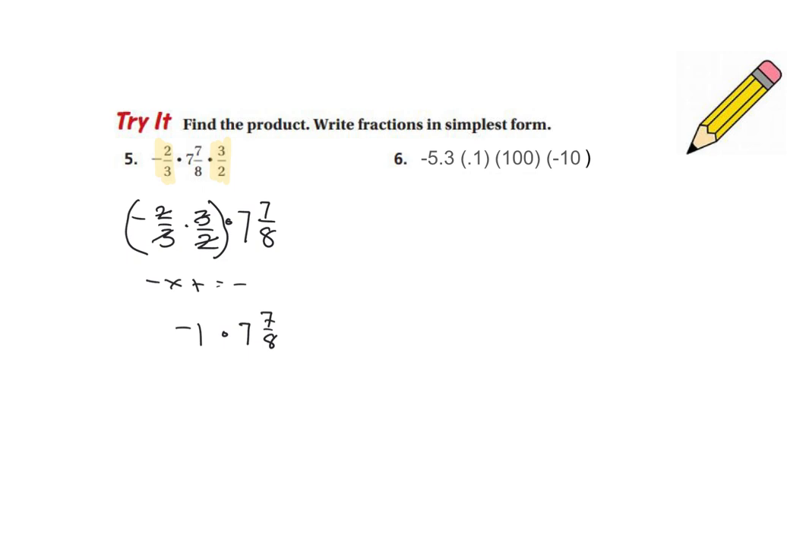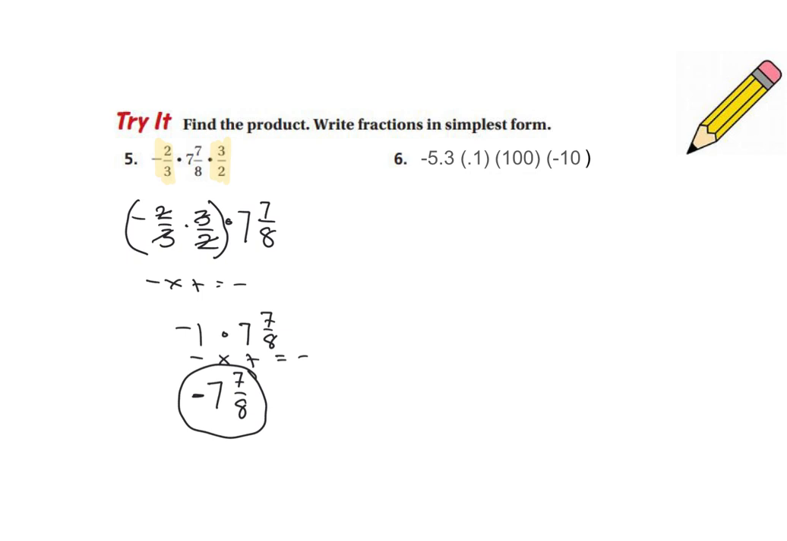Now we could use the identity property of 1 that tells us anytime we multiply something by 1, it's just that number. So we know our product is going to be 7 and 7/8, but we also know that a negative times a positive is a negative, so that product itself has to be negative.